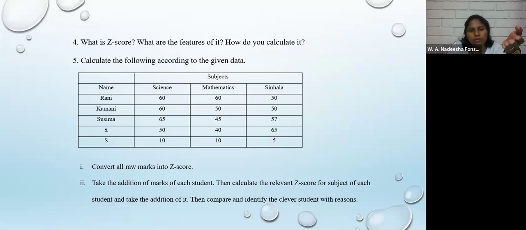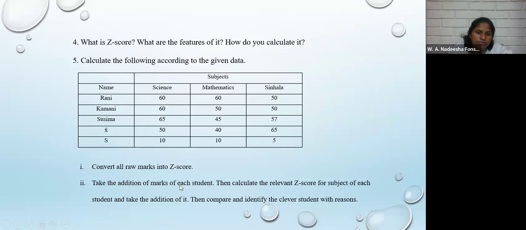Likewise, if we take Susima, in mathematics she got 45. So 45 minus, regarding mathematics, the mean value is 40. 45 minus 40 is 5. 5 divided by 10 is 0.5. When we take Kamani, she took 50. So 50 minus her mean value, which is 65. Here you can have a negative value: minus 15, divided by 5, minus 3. Likewise, you have to calculate all Z scores for these 9 marks. So you have 9 Z scores here.